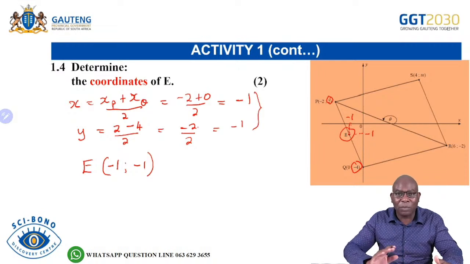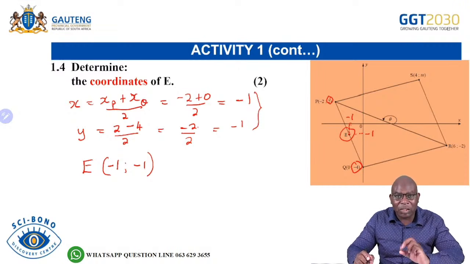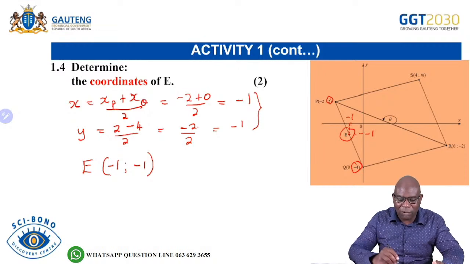If my points are something else and I check it on the sketch and it doesn't match, then I need to go back and check my calculations. So you must make sure, especially in this topic, that you are able to check on the sketch whether that answer makes sense or not. Because if I've got minus 1 and 1, it will not make sense, because minus 1 and 1 will be somewhere here. So it cannot be point E. So we need to check that.